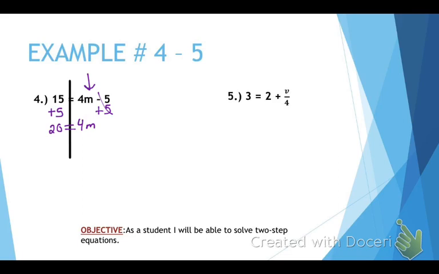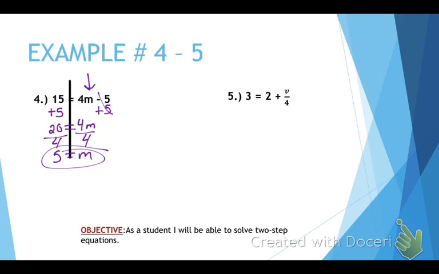Now, how do we get rid of the 4m? Well, 4m means multiply. So you got to do the opposite operation, which is divide by 4 on both sides, and that's going to give you 5 equals m, and that is your answer. Congratulations. You can always check it. Throw it in there. 4 times 5 is 20. 20 minus 5 is 15. We are good. All right, last one.